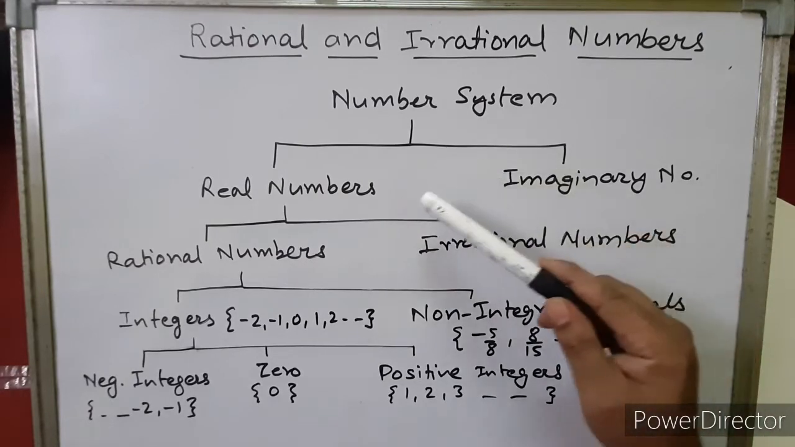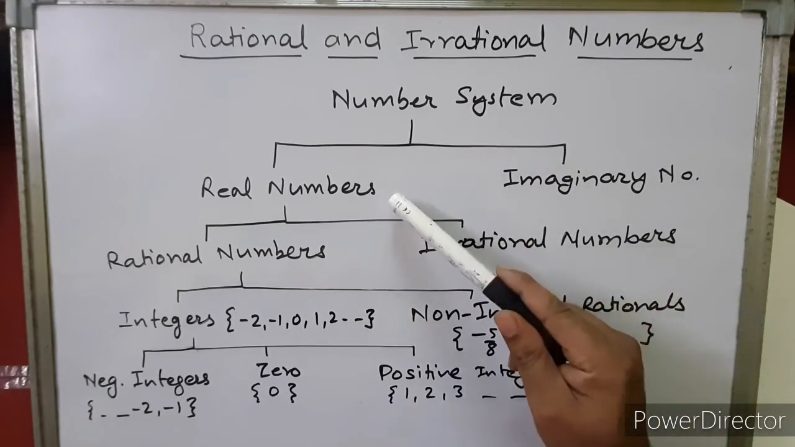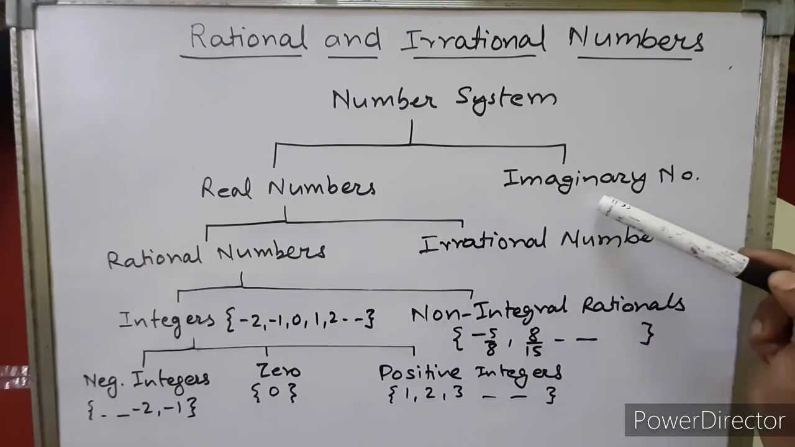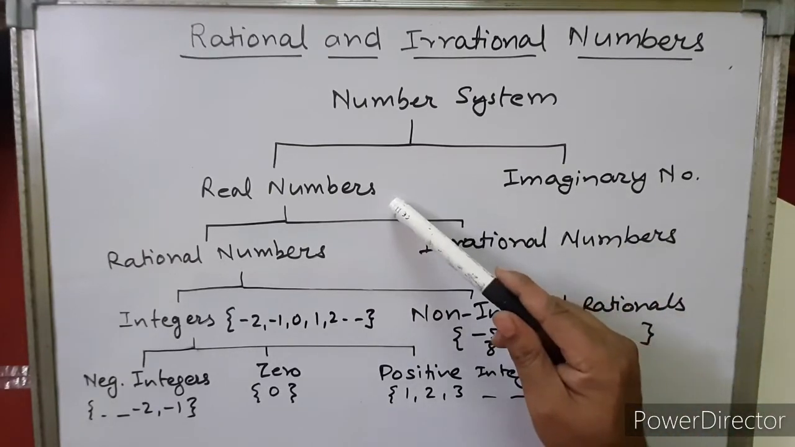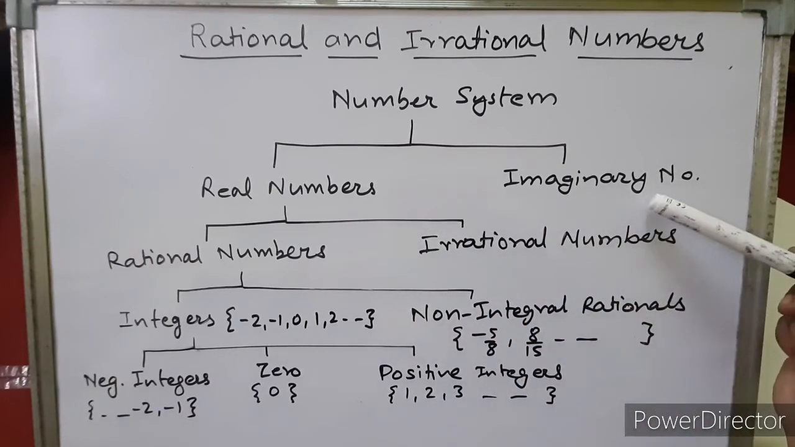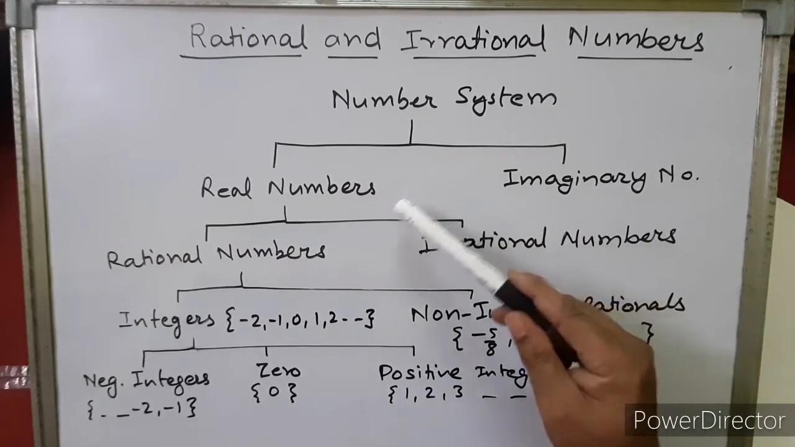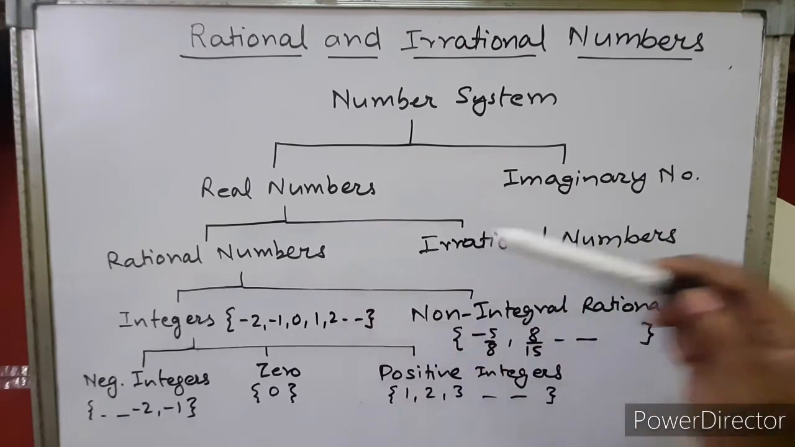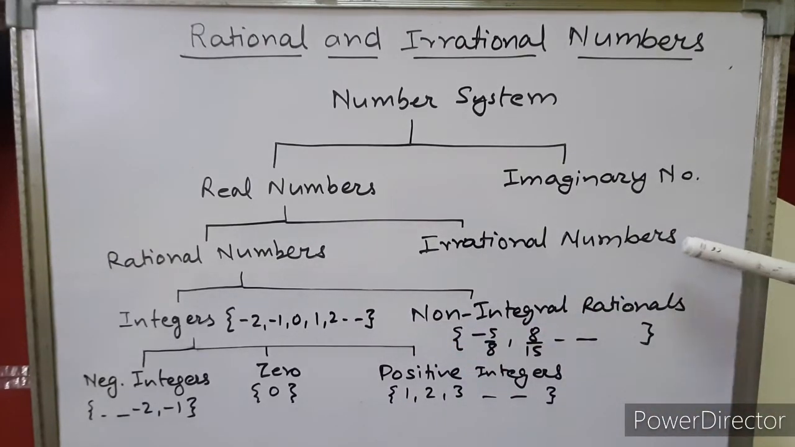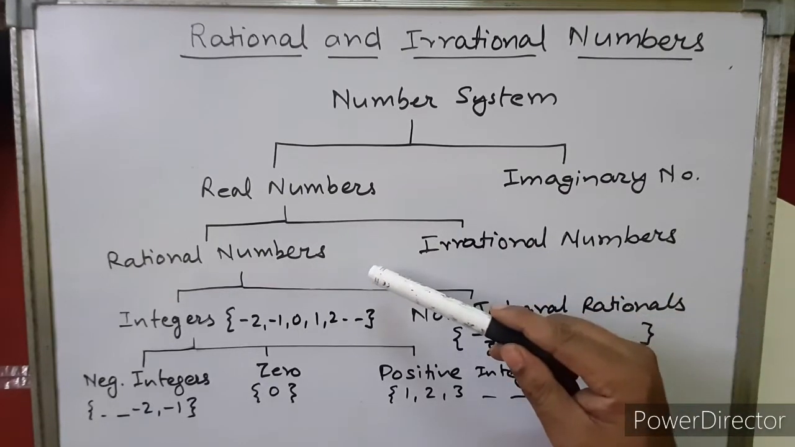The number system has been divided into the first subcategories: real numbers and imaginary numbers. If we define imaginary numbers, we say that any number which has a minus sign inside the square root will be considered an imaginary number. Real numbers are further divided into two parts, rational numbers and irrational numbers. We'll discuss the definition afterwards.